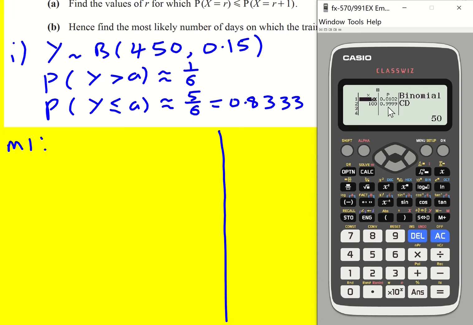And we see that 50 is actually very small. The 100 one is very, very big. So it's going to be in between those two. So maybe I try 60, 70, 80. Let's go with 90 as well. That's the great thing about this list function. You can just work out lots at a time. So probability that Y is less than or equal to 70 is about 2/3. For 80, it's getting close to 1. It's going to be between 70 and 80. So now let's just go up by 2: 72, 74, 76, 78.